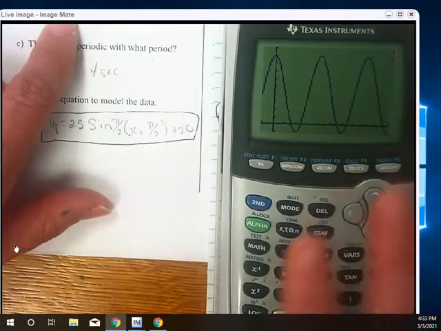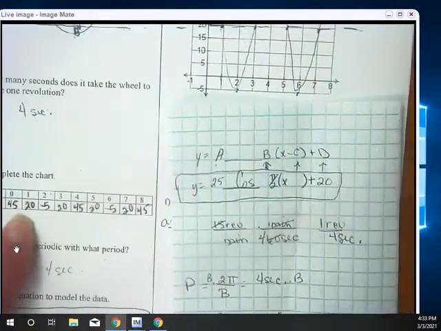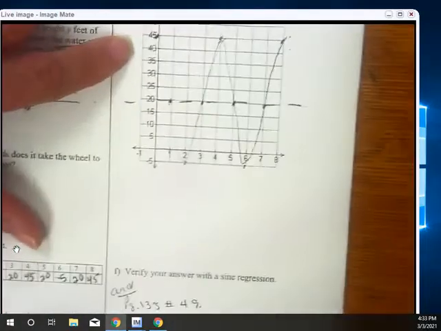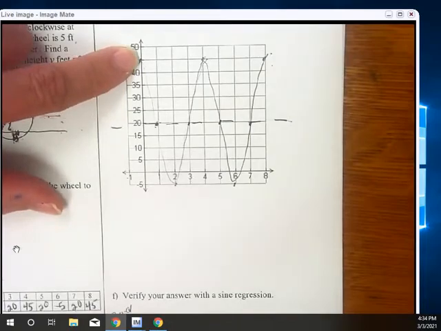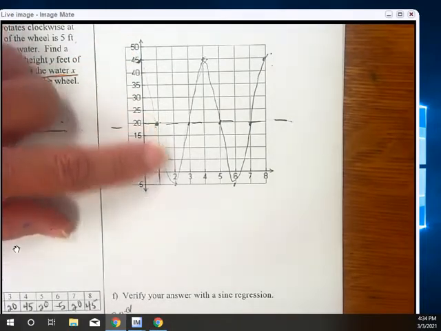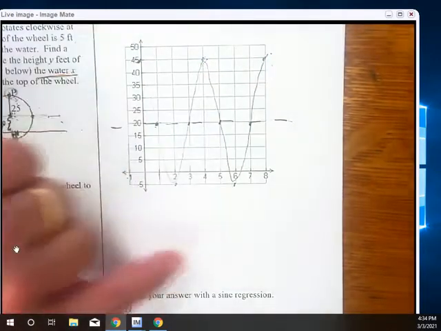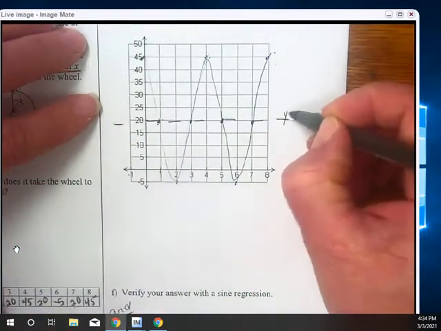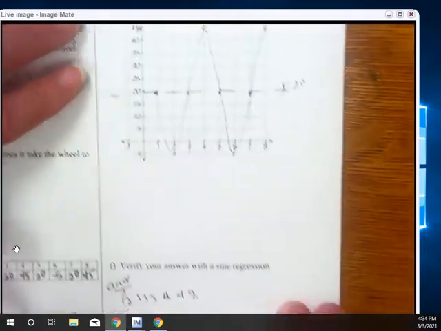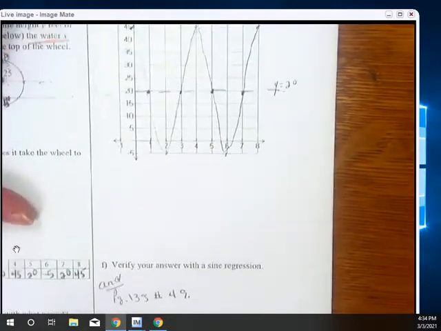Now, while my calculator is graphing that, and I see it's still working over here, I'm going to take these points and I'm going to move them into their place on my paper. At time 0, I'm at 45. At time 1, I'm at 20. And I go ahead and graph those in. Notice I went ahead and did my horizontal line where y equals 20, just to show that's the axle. That's where that point is rotating around.